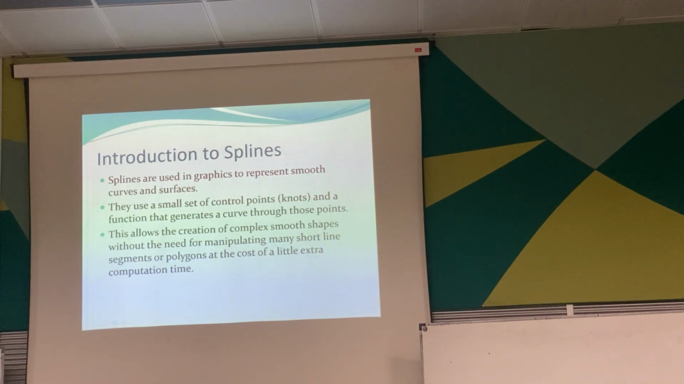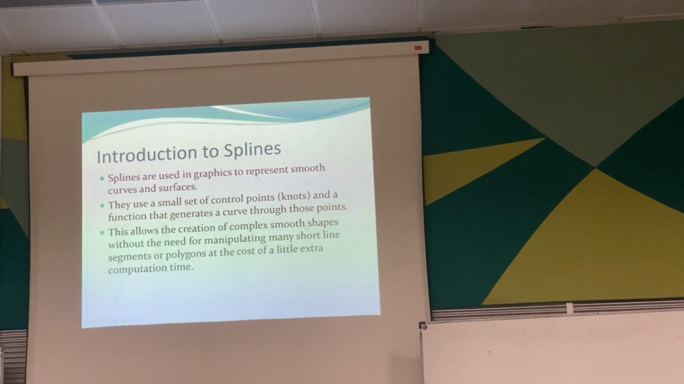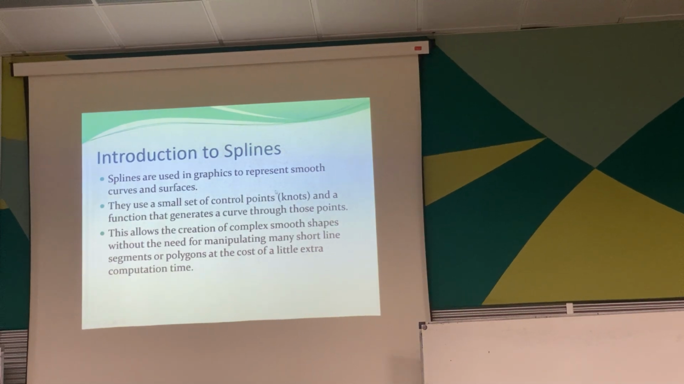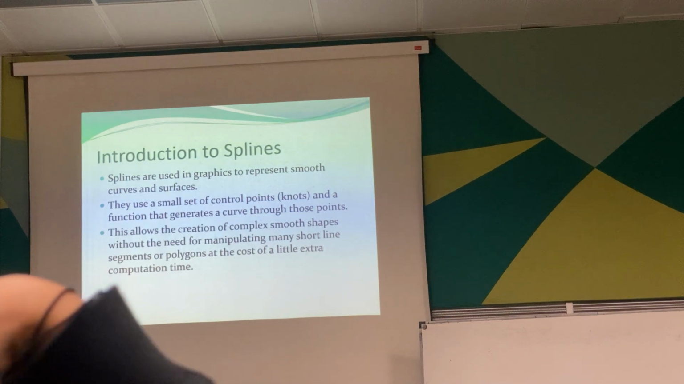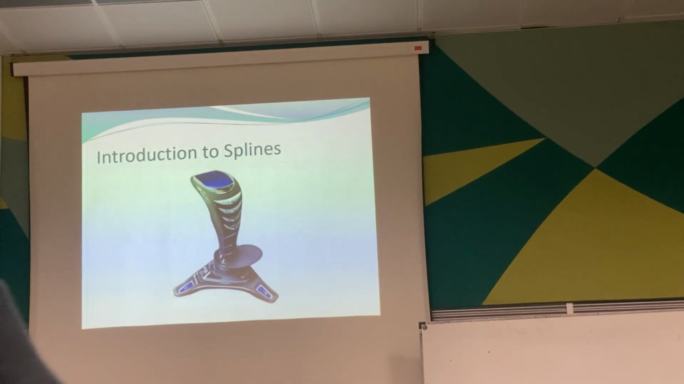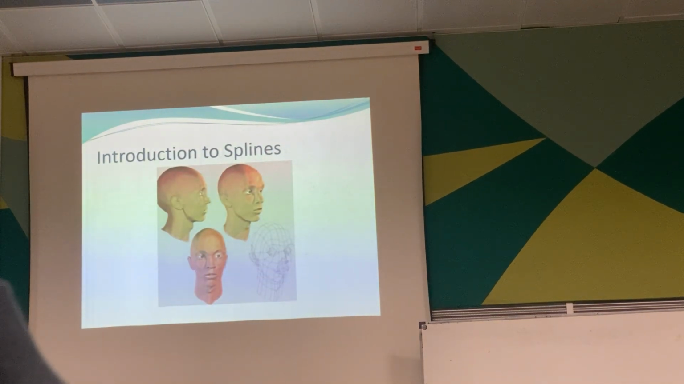So with this, you are able to create complex smooth shapes without the need of manipulating many short lines of your polygon. Rather than you use polygons and short lines, you can use splines. Just remember two things. We need a set of points and then add a function to connect them. The function that we use here is the polynomial function that you have learned last time. So with this we can create all these curves.